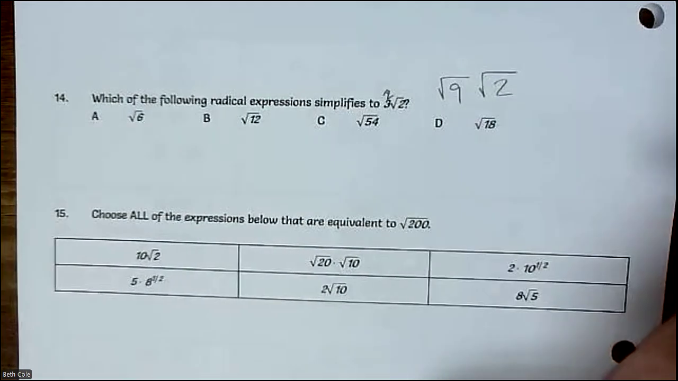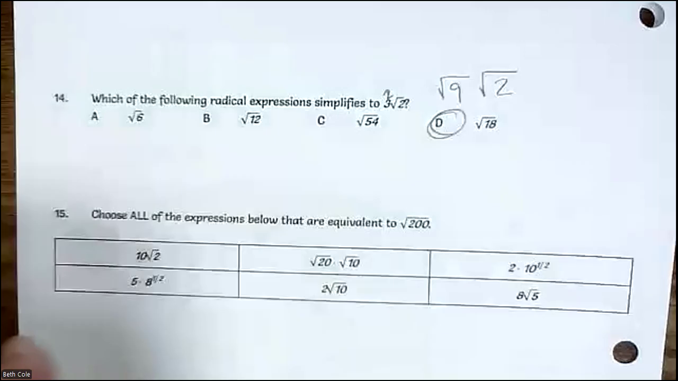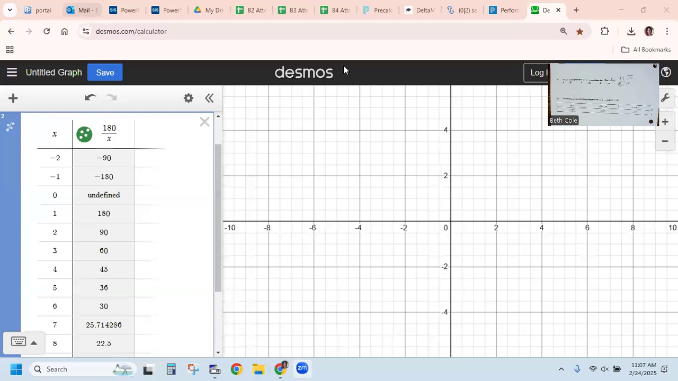It would give you 9. And then 9 times 2 is 18. So D is in dangerous. But listen, if you were like, hey, Miss Cole, I didn't quite get that, and I think I'm going to miss that one on the test, I've got you. Can you pay attention?